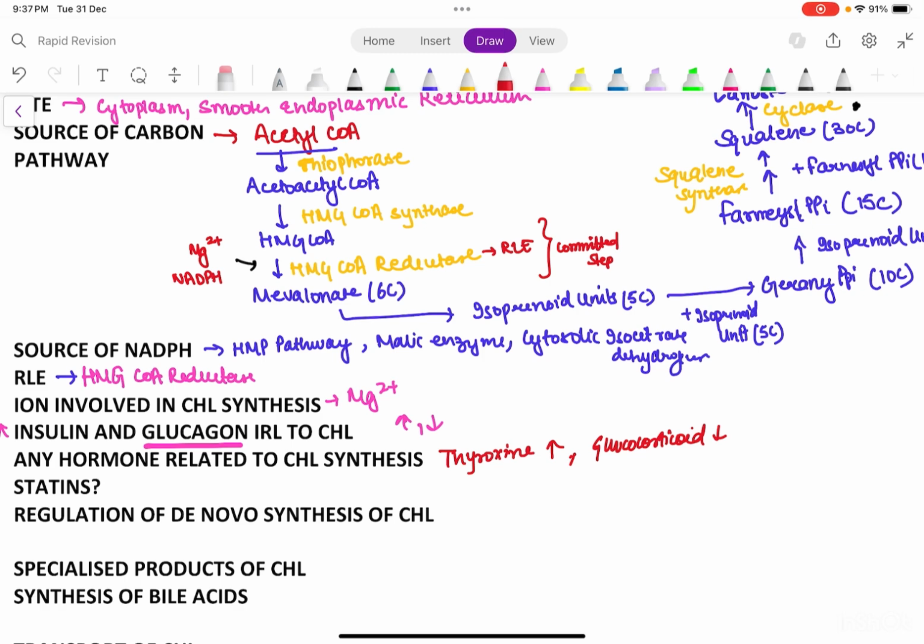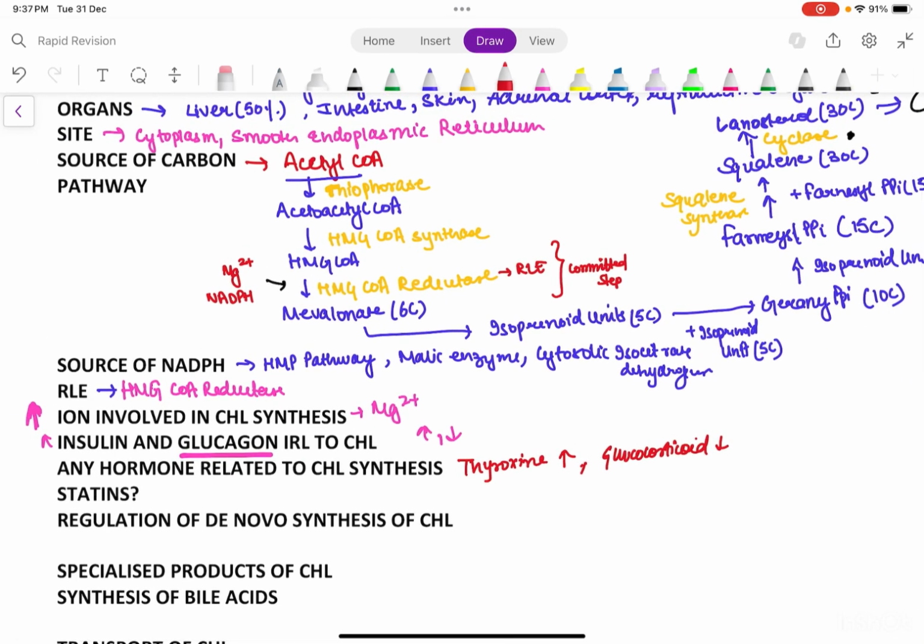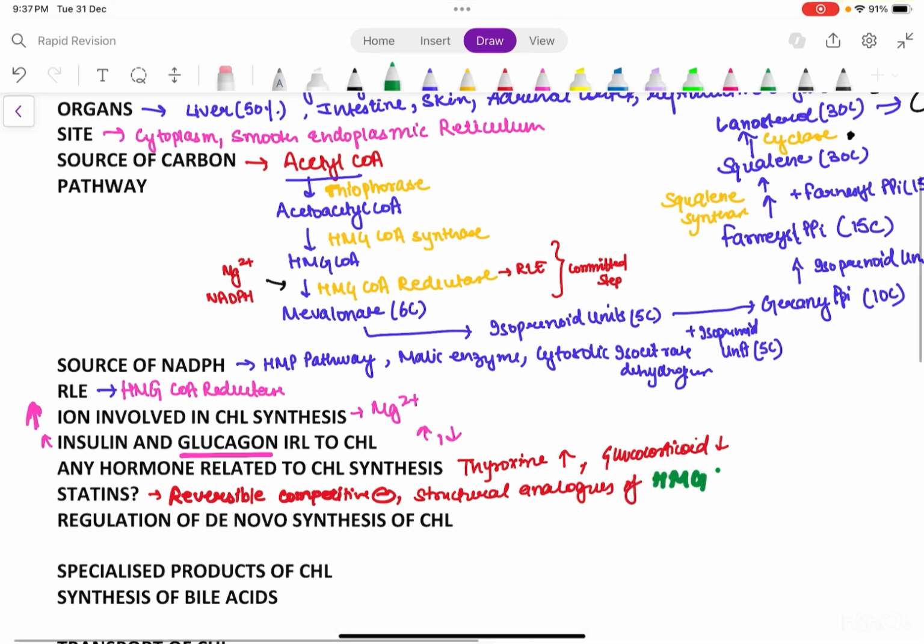I will tell you how this occurs. This is basically related to phosphorylation and dephosphorylation. For now, just know this much. Now, what are statins? Basically, statins are reversible competitive inhibitors. They are structural analogs of HMG CoA. You just need to know what they are inhibiting: they are inhibiting HMG CoA reductase.